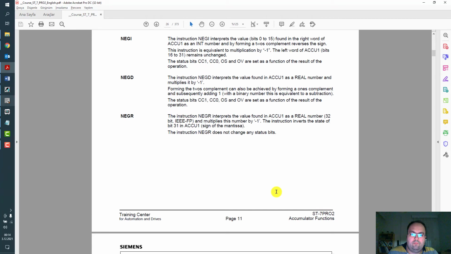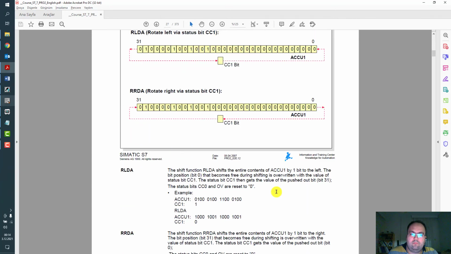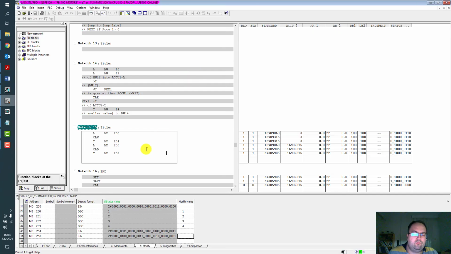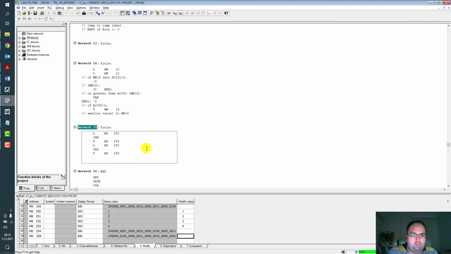And for the rotate instruction, let's load a constant.